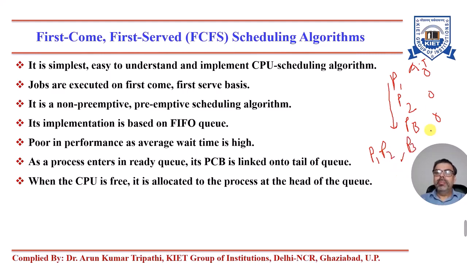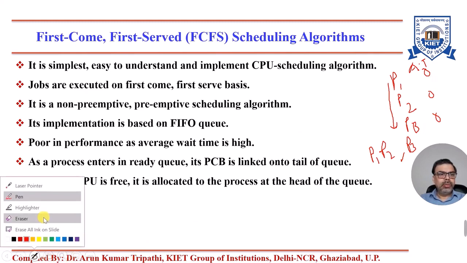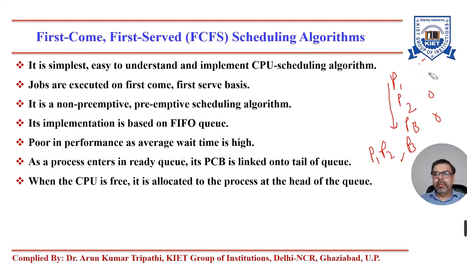Now suppose that P1 arrives not at time 0. It is something else. For example, I am taking the arrival times as 3 second, 2 second and 1 second. So in that case, firstly P3 will get executed, then P2 will execute, then P1 will execute.